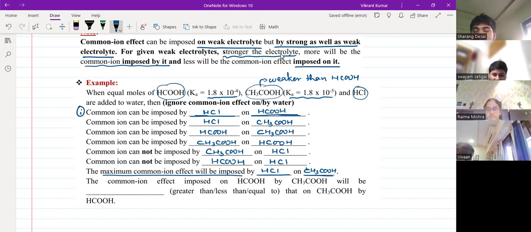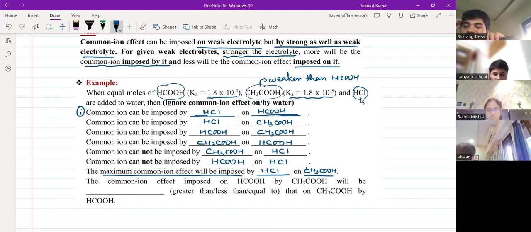वैसे तो water will be the answer. ऐसे तो water होता, but I am removing that water as an option. Then we'll say maximum common ion effect is imposed by HCl, and obviously that will be on the weakest available option, and that is CH3COH. Now, common ion effect imposed on HCOH.